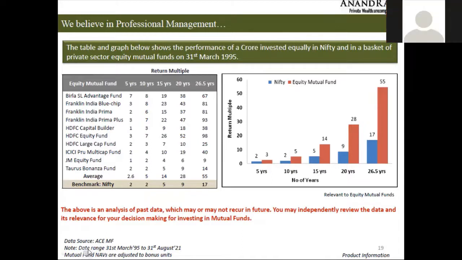I'm just looking at the 10-year column. See, these are not percentages, these are multiples, right? So that means 6,700. So Birla's advantage fund, the return is 6,700%. Yes. So say 1 crore was put into each of the funds, sir. That 1 crore in 26 years has become 67 crores.